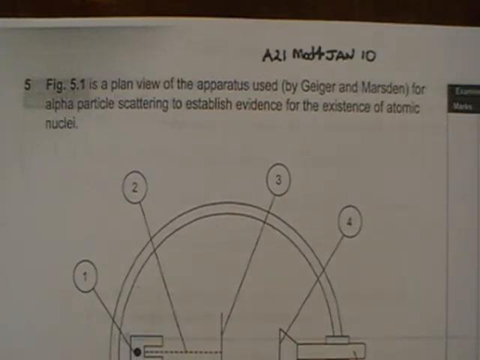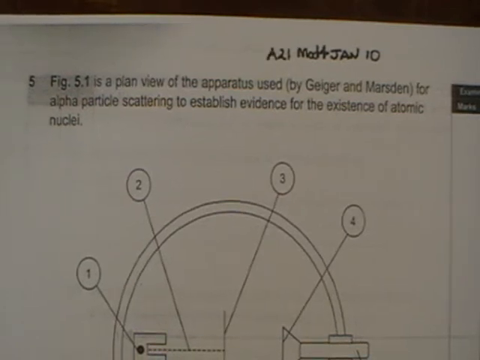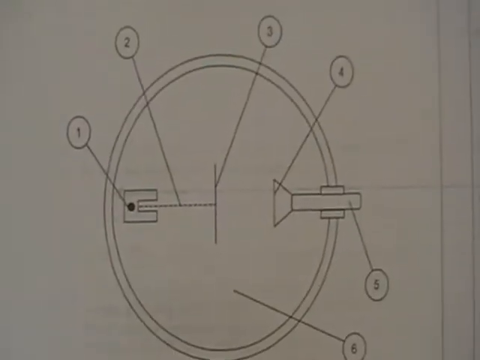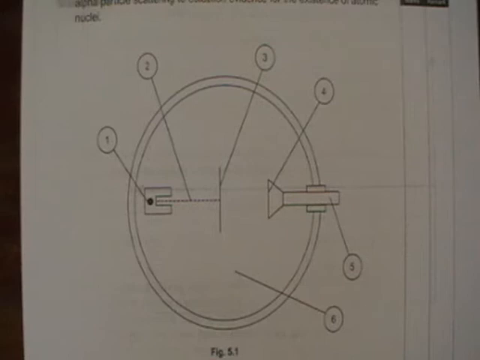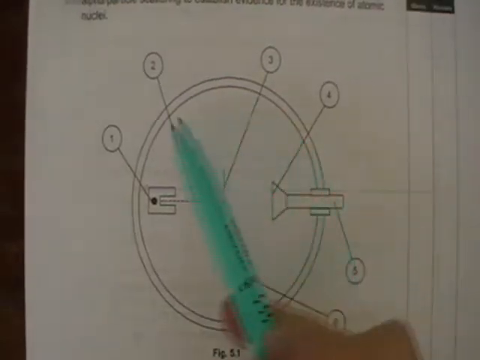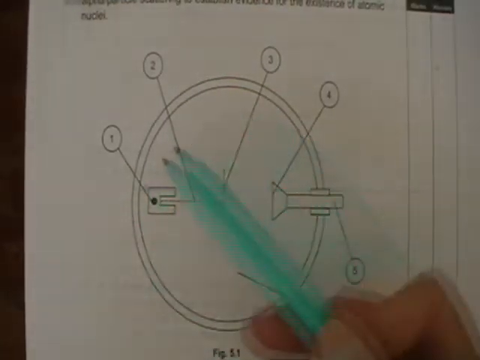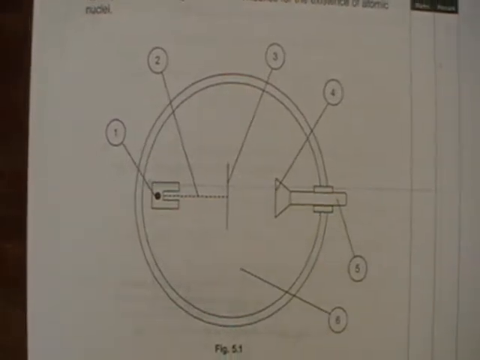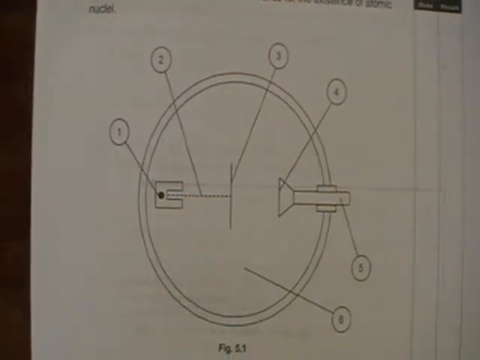Figure 5.1 is a planned view of the apparatus used by Geiger and Marsden for the Rutherford scattering experiment to establish evidence for the existence of atomic nuclei. So this is a quite small diagram you have in your notes. And this, of course, represents the vacuum or the evacuated tube that the experiment was carried out on. So part A says essential items or requirements of the apparatus are numbered 1 to 6. State which each number indicates in the apparatus.